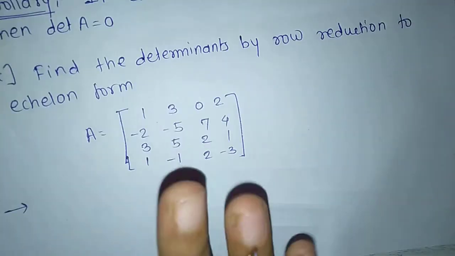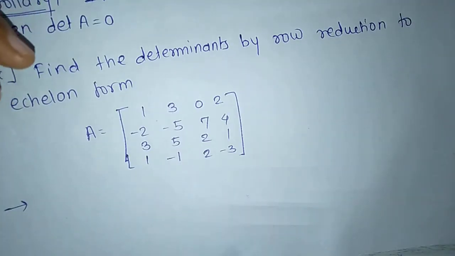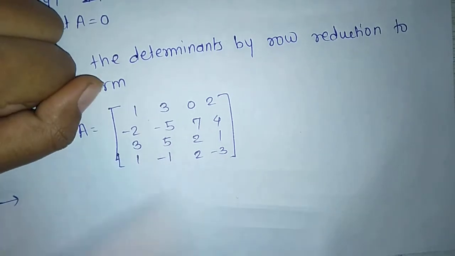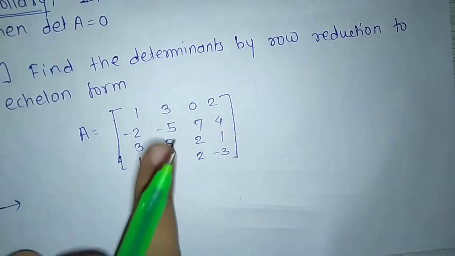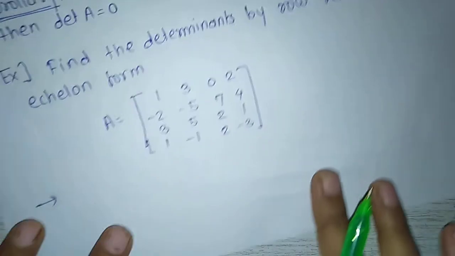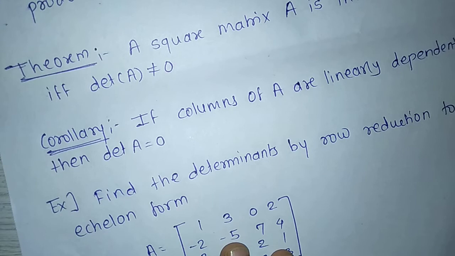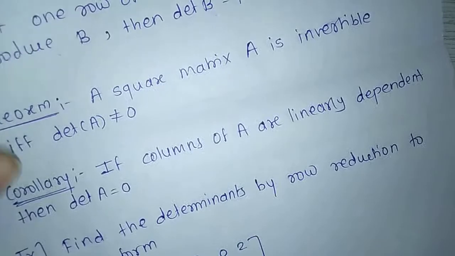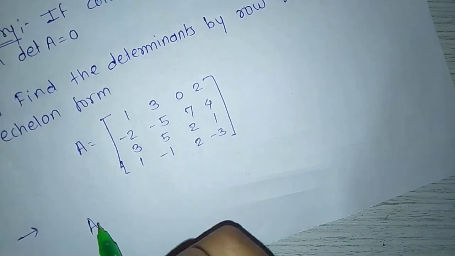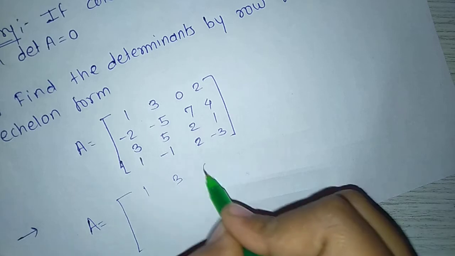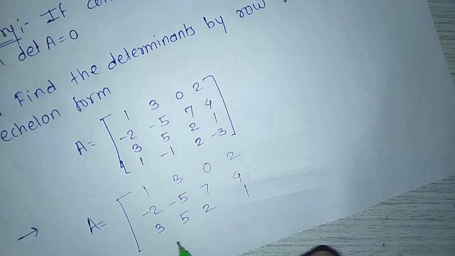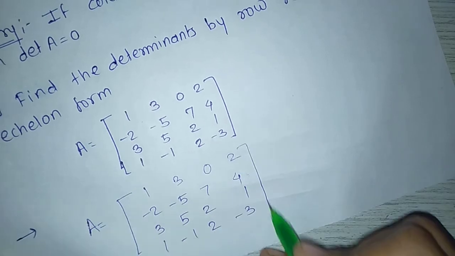Means when we reduce this matrix to row echelon form, we get an upper triangular matrix. So the determinant of this matrix is nothing but the product of the main diagonal entries of the row echelon form of this matrix. So first convert this matrix to row echelon form. Given matrix A equal to [1 3 0 2; minus 2 minus 5 7 4; 3 5 2 1; 1 minus 1 2 minus 3].